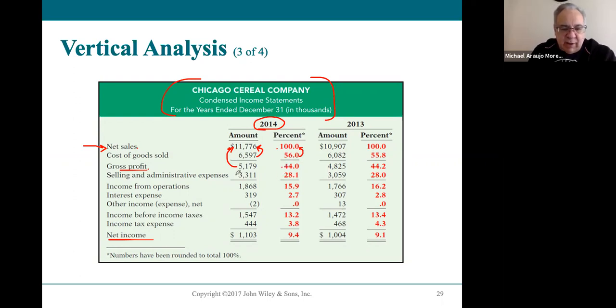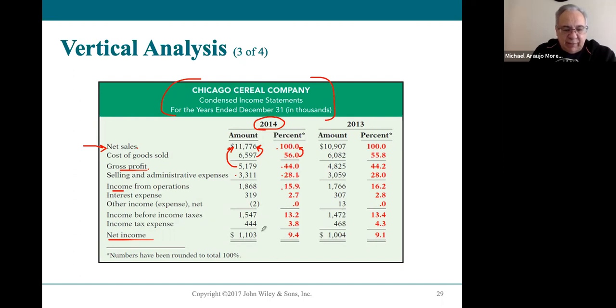Subtract out your selling administrative expenses, 3,311, based on a base of 11,776. That means your selling administrative expenses were 28% of the total. Your profit from operations of 1868 divided by the base of 11,776 means your profit from operations is 15.9% of your total revenue.